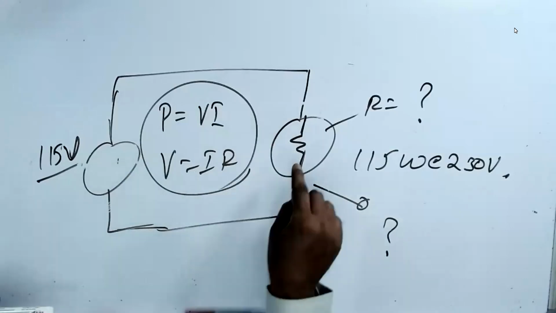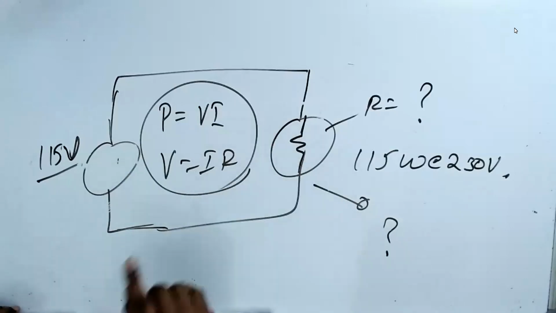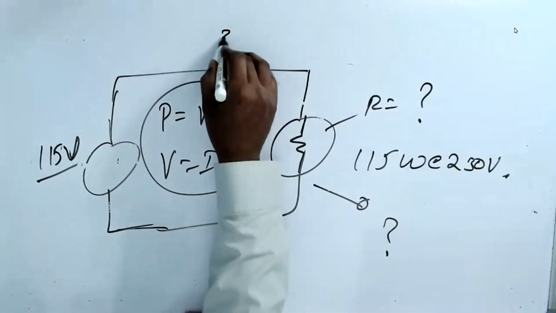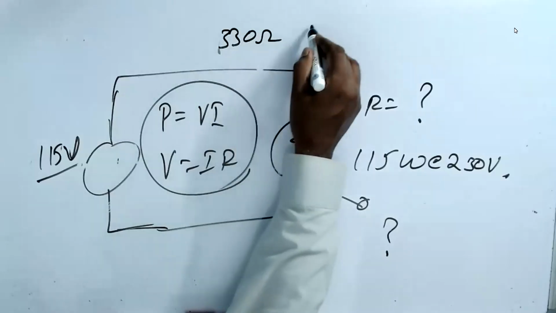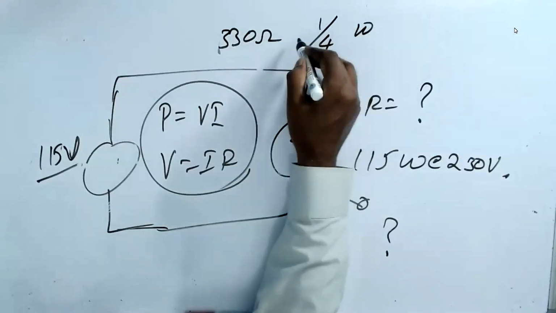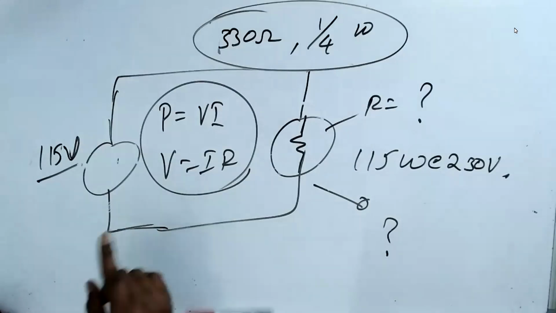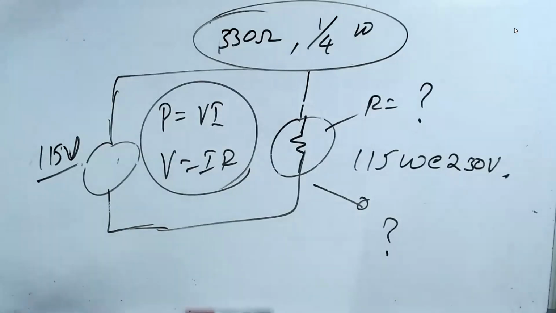Every device has a rating. If you try to give more current than the rated current, that device will be spoiled. If I say I have a 330 ohm resistor, quarter watt, what does it mean? What is the maximum current that can flow through it? What is the rating of that? Find out.